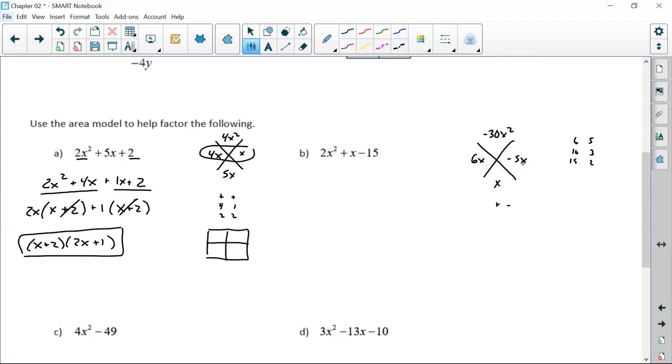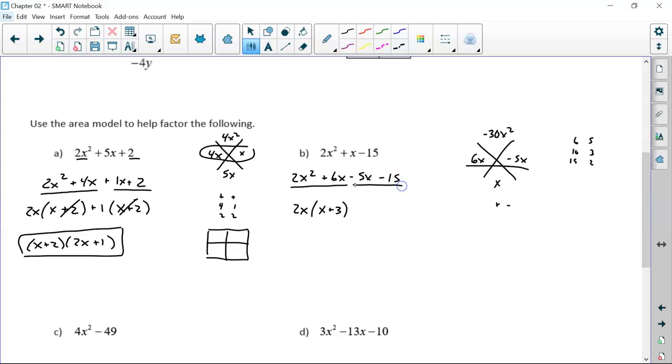So I'm going to use that grouping method again. So 2x squared, negative 15, and now these terms go in here. It doesn't matter which one goes first. So we're going to put plus 6x minus 5x. This is called the grouping method. Common factor is 2x. So we divide those terms by 2x, we get x plus 3.